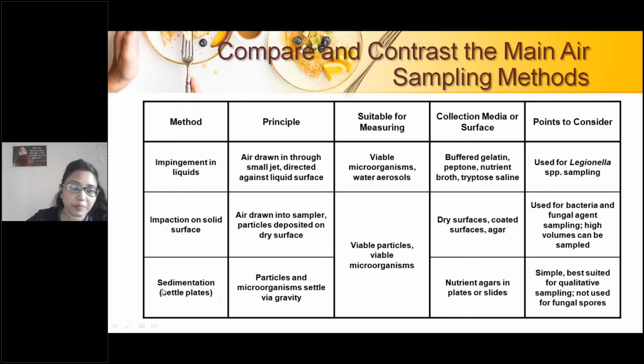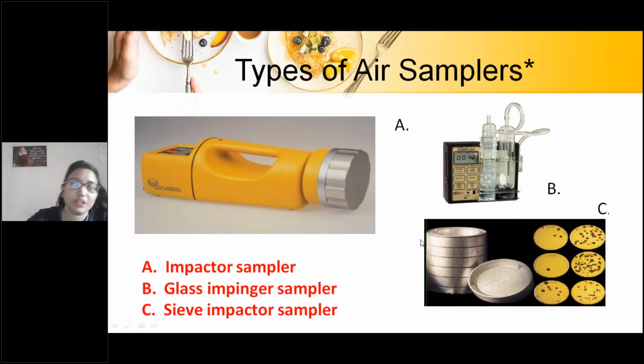Then there is a sedimentation or a settle plate method, in which through gravity, the aerosols or the particles which are suspended in air, they settle through gravity. So nutrient agars in plates or slides, those are best suitable for qualitative sampling, but not used usually for fungal spores. So here you can see these are impact.